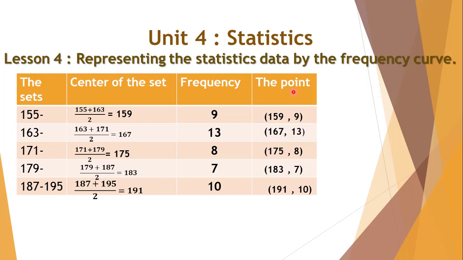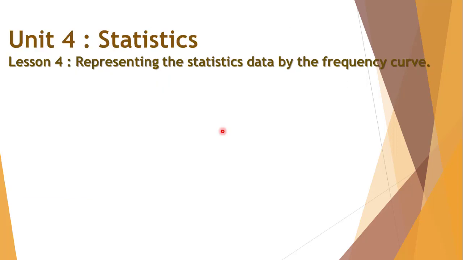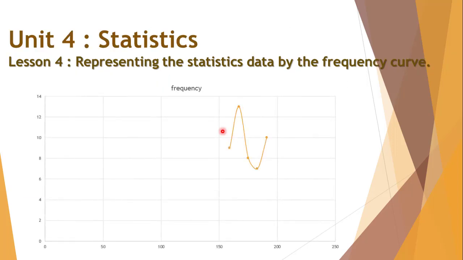We can draw the frequency curve. We will draw the sets on the x-axis or the horizontal axis, and the frequency on the vertical axis or y-axis. Okay, so let's do it. Now we have represented the 5 points. Then join the points with the pencil without using the ruler. Then we get a curve. This curve is called the frequency curve.